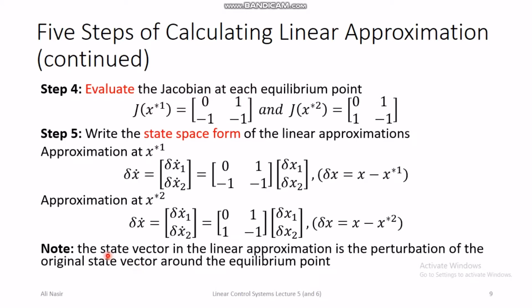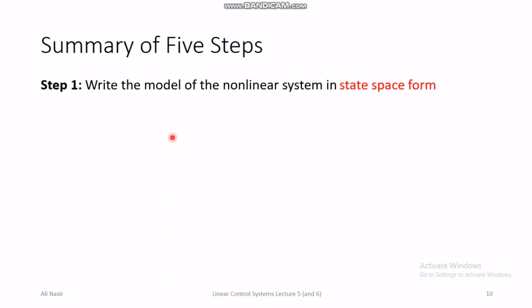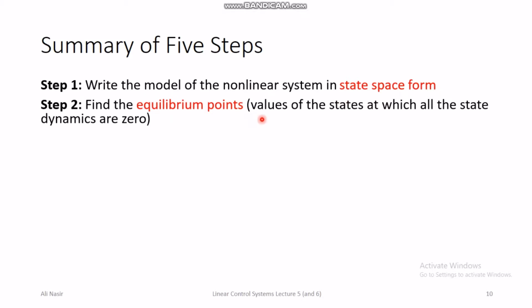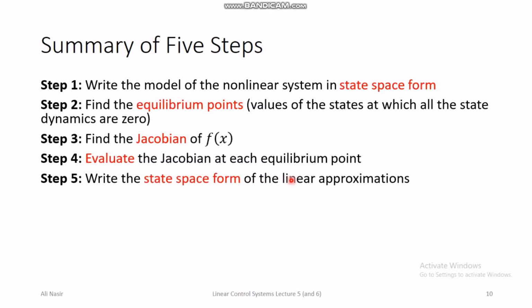The state vector in the linear approximation is the perturbation of the original state vector around the equilibrium point, as we discussed in the one-dimensional example as well. So this is the summary of the 5 points of linear approximation. Write the model of the nonlinear system in state space form. Find the equilibrium point values of the states at which all the state dynamics are 0. Find the Jacobian of f of x. Evaluate the Jacobian at each equilibrium point, and write down the state space form of the linear approximations. So notice that there could be multiple linear approximations for a single nonlinear system.